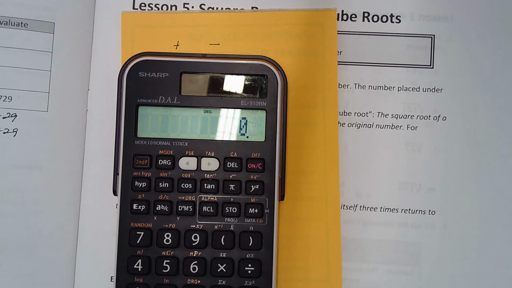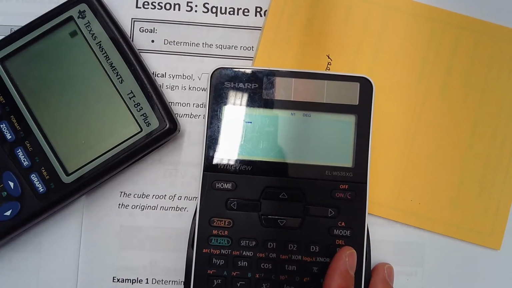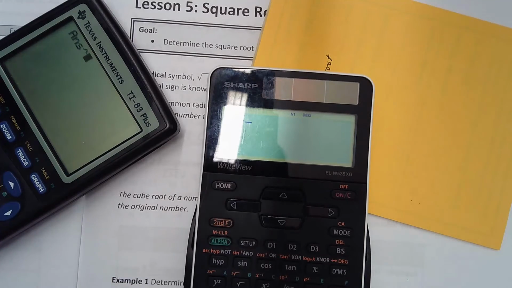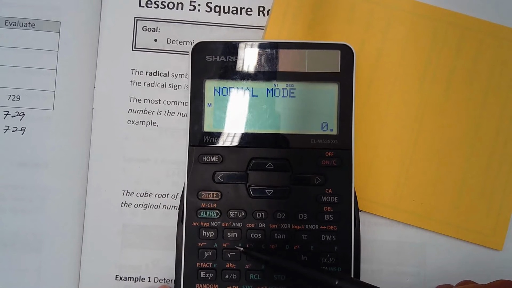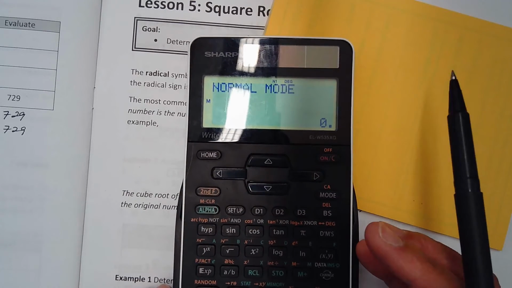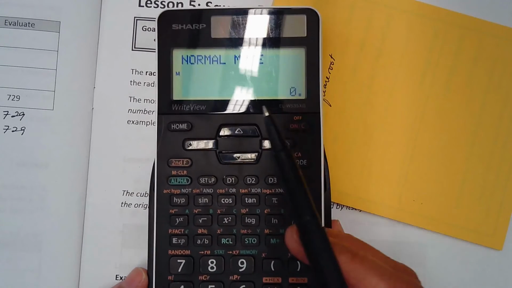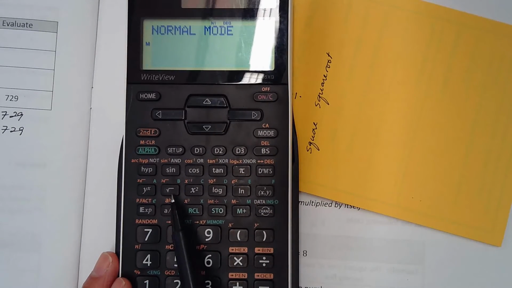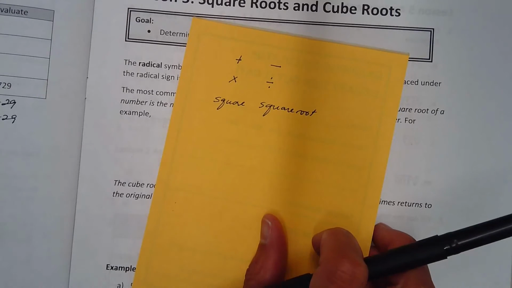Does anybody here have a different calculator? I do. Okay, that one works. Square and square root are right beside each other here. So square and square root are opposites of each other.